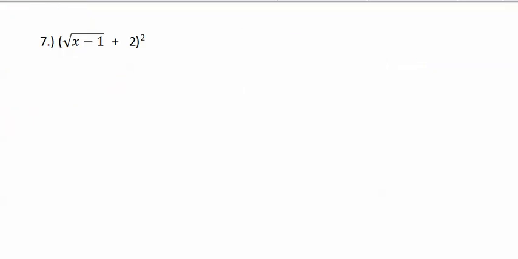Our last example for the day has a binomial squared, but it doesn't look like your typical binomial. You'll notice that we have the square root of x minus 1 as one of the terms. But let's work this out. Knowing that it's squared, that means that there's two of them. So I'm going to have the square root of x minus 1, plus 2. Now, if you remember any of the patterns like perfect square trinomials or difference of squares, you certainly can use them here. But I'll show you how it kind of works out.